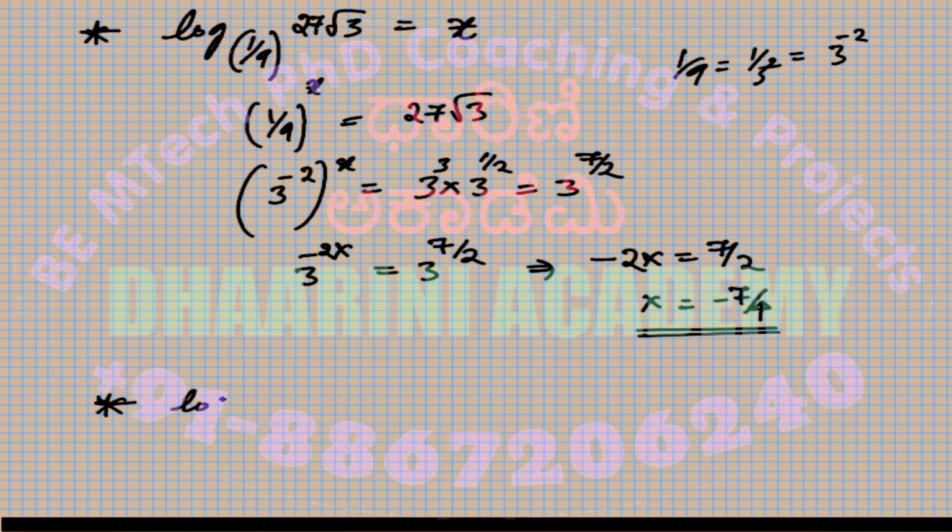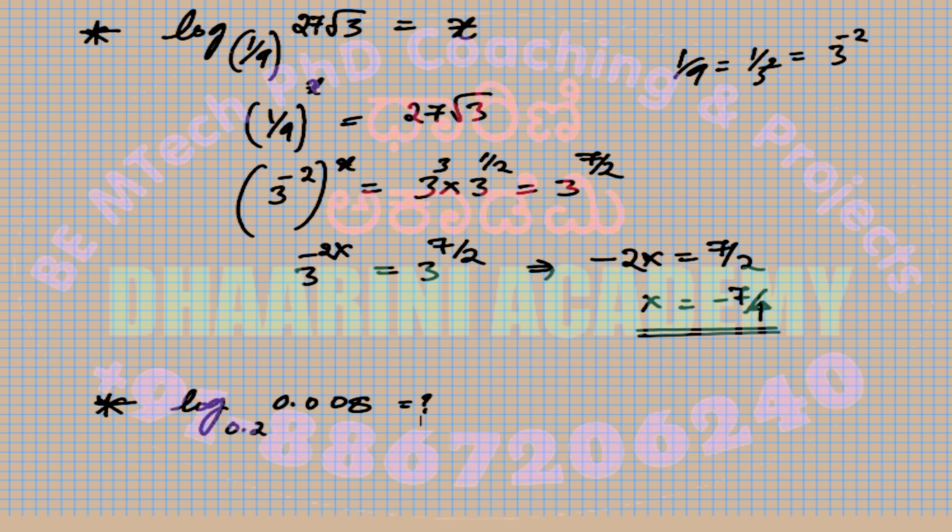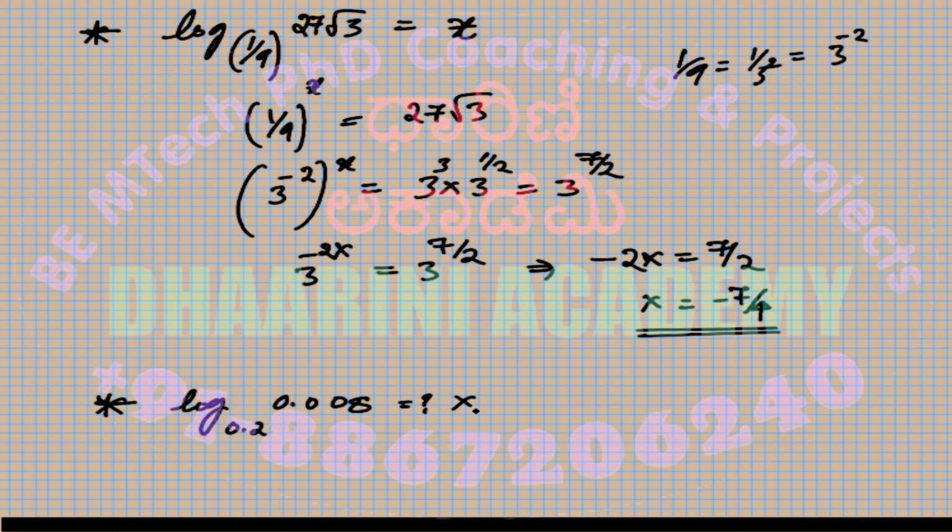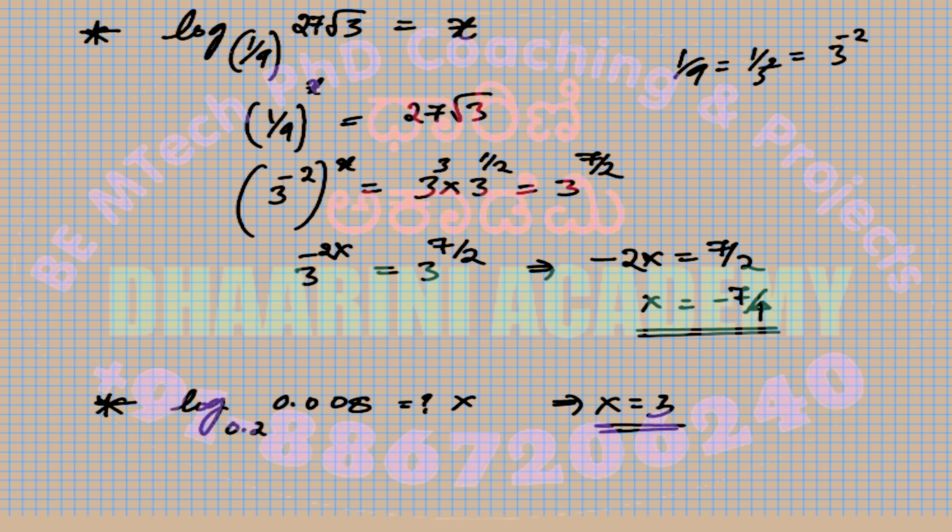Right, find log of 0.008 to the base 0.2 equals how much? So in this case, if we call this equal to x, x is equal to 3, because 0.2 raised to the power 3 is equal to 0.008. Okay. All right. Next question.